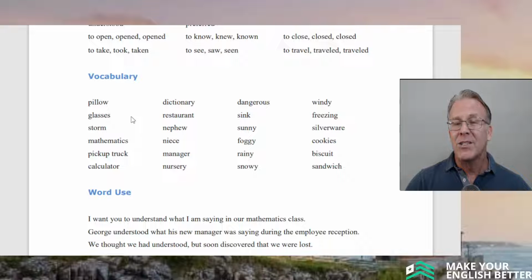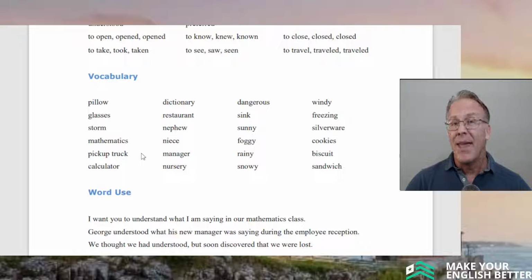Restaurant. A restaurant is a place where you eat. You can eat in a restaurant for breakfast, lunch, or dinner, or any time in between. So at 1 o'clock in the morning, if you're hungry, while I am sleeping on my pillow, you can go to a restaurant. Nephew. A nephew is the son of your brother or sister. Niece is the daughter of your brother or sister.